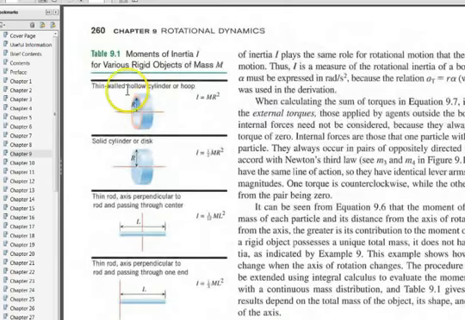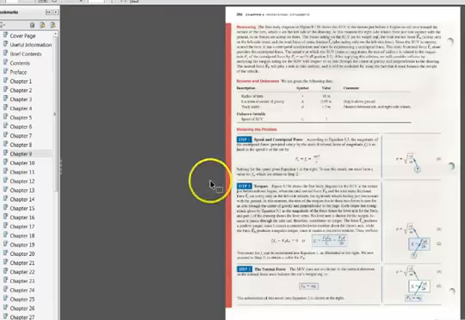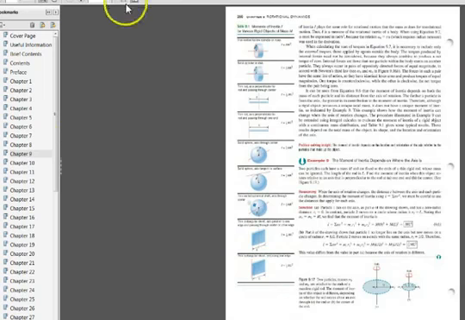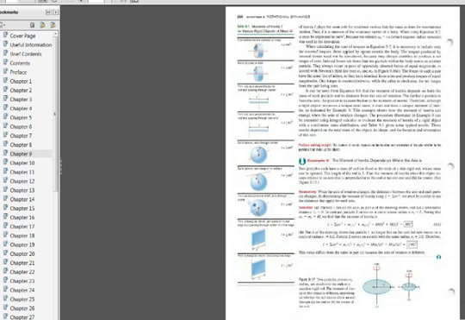Also, if you look in the book, you'll see several moments of inertia that are listed for different geometric shapes. So a thin wall cylinder, a solid cylinder, a rod that's being rotated about its end instead of the center. And you have a sphere, and you have a plane and a board and that sort of thing. And you can see that each of the moments of inertia are different.